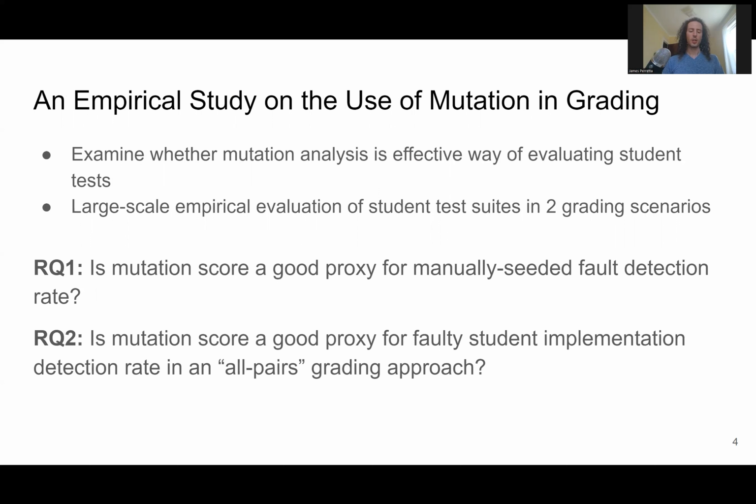We conducted a large-scale empirical evaluation to examine whether mutation analysis is an effective means of evaluating student test suites in two grading scenarios, looking to answer the following research questions. 1. Is mutation score a good proxy for manually seeded fault detection rate? And 2, is mutation score a good proxy for faulty student implementation detection rate in an all pairs grading approach?